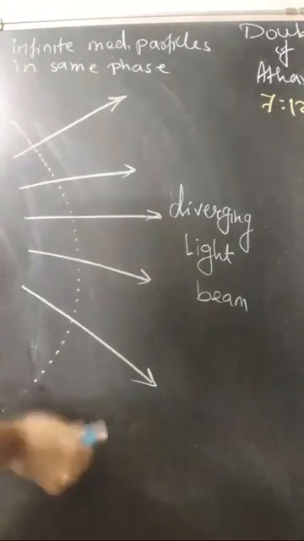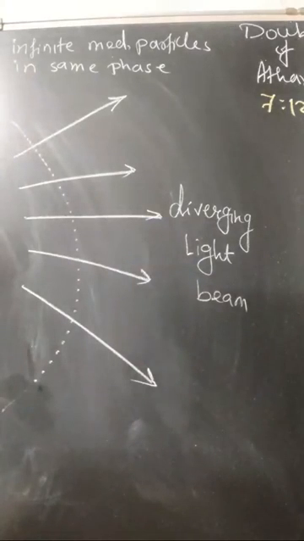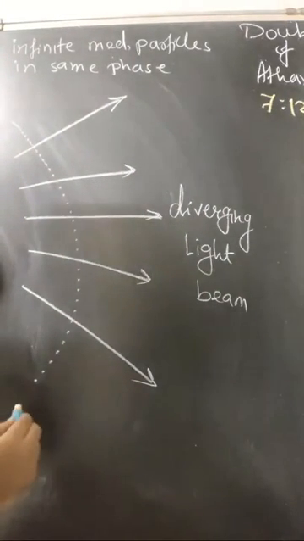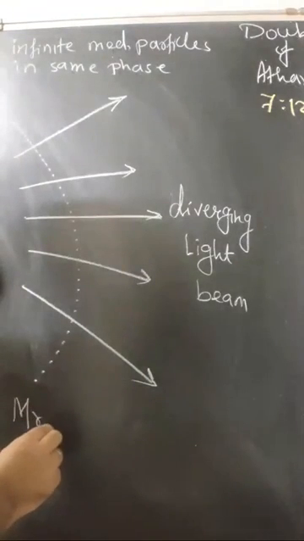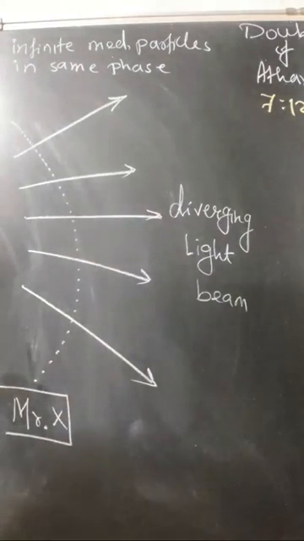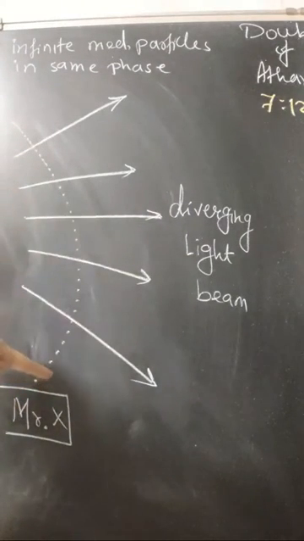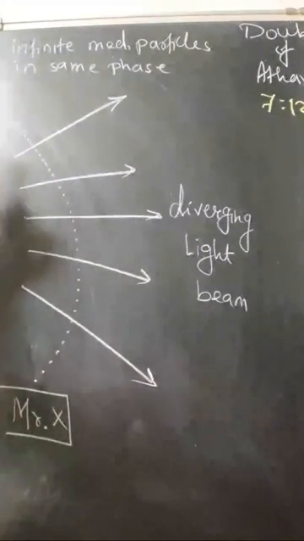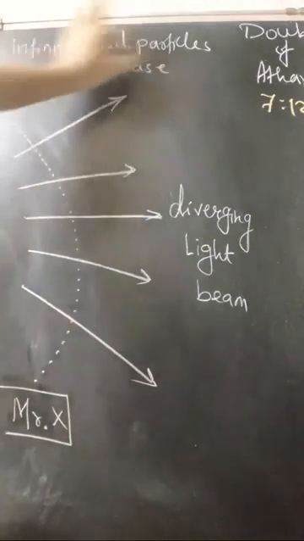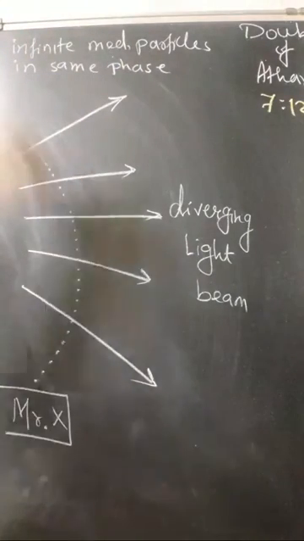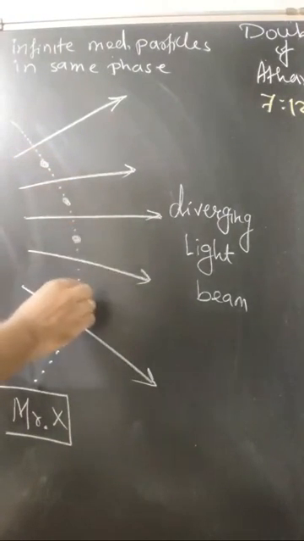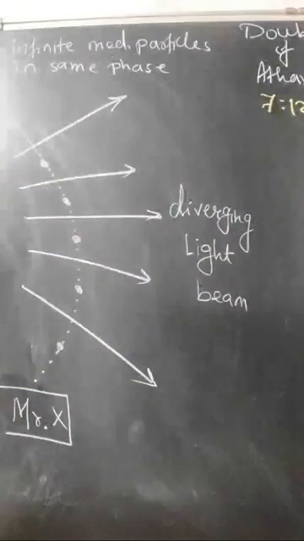Now, let us name this wavefront. I will call this wavefront Mr. X. What is the name of this wavefront? The name of this wavefront is Mr. X. Now, on this X wavefront, you can mark particles anywhere that you like. Let's say I'm going to mark particles such that it is easier for you all to understand. I have marked the particles here.